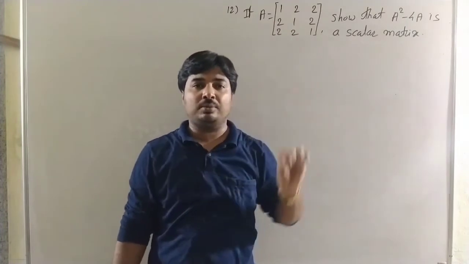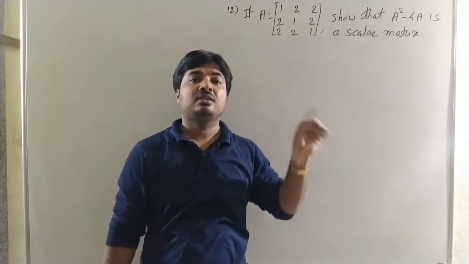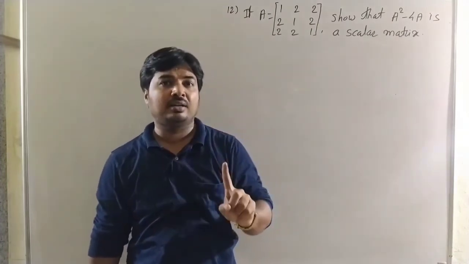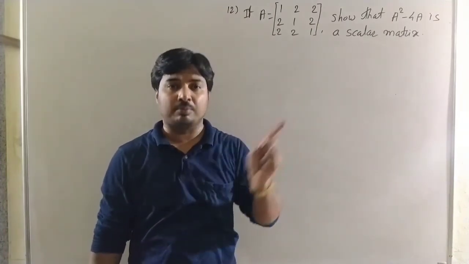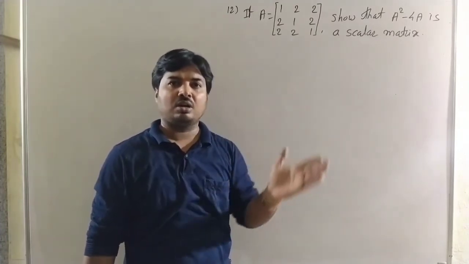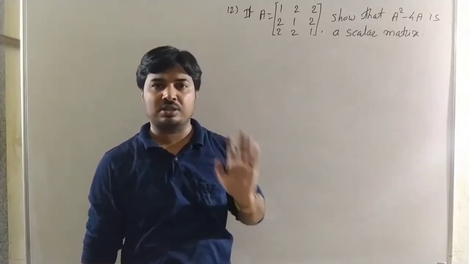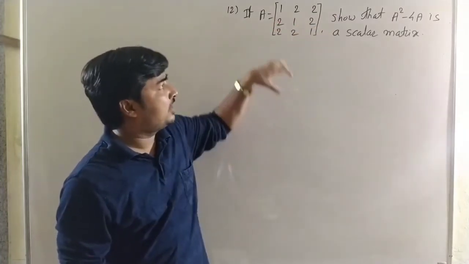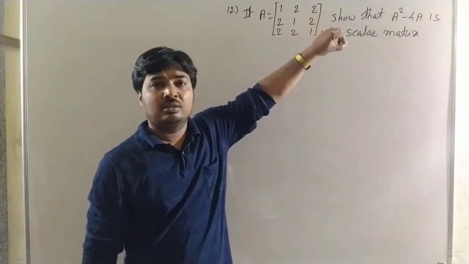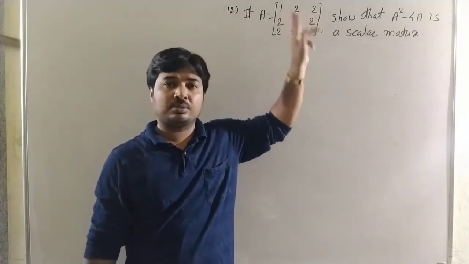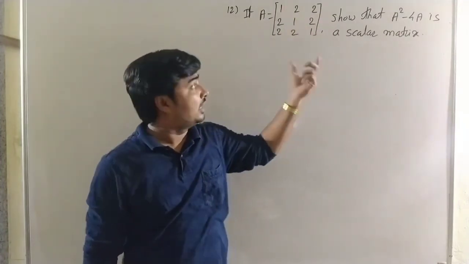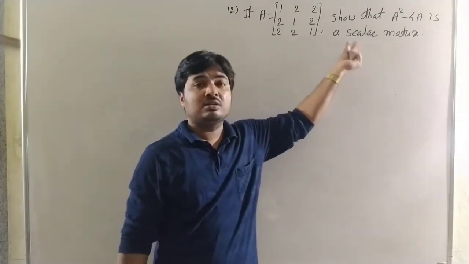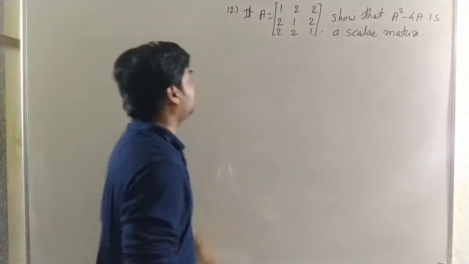Now, what is a scalar matrix? A scalar matrix is a square matrix whose non-diagonal elements are all 0 and whose diagonal elements are all the same. Now we find A square, then 4A, then take the subtraction of these two matrices, and we will get one matrix which is a scalar matrix. We check this here.